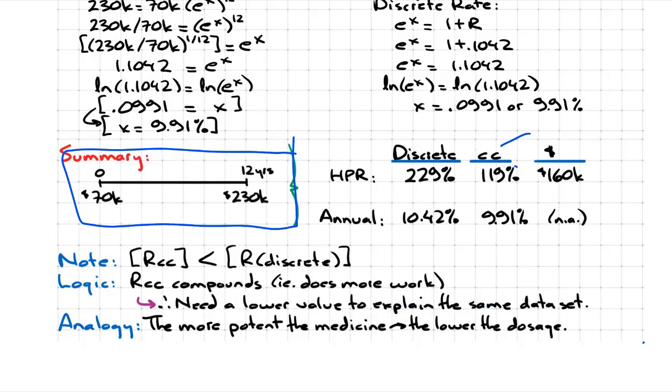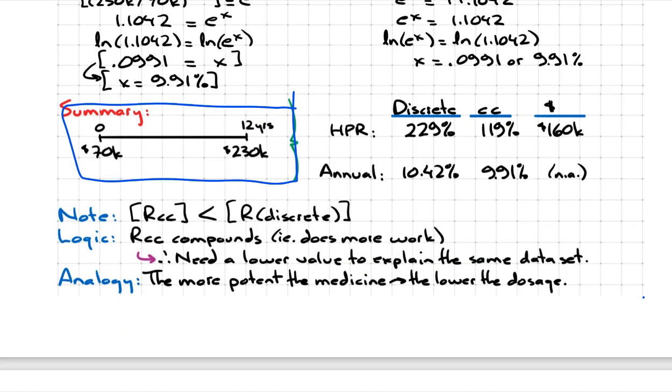One analogy that I always use when I'm comparing continuously compounded with discrete is the following. The more potent the medicine, the lower the dosage that's required. If you have a really, really powerful medicine, the doctor would likely prescribe a lower dosage. And that's the way I view this. CC is a more potent medicine because it's compounding continuously. Because it's more potent, you need less of it to actually explain the same return series.